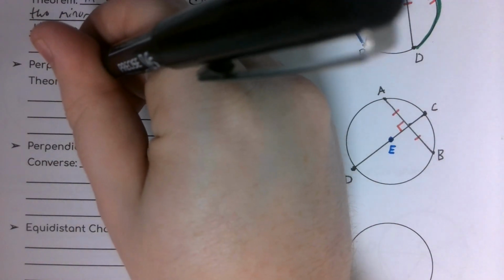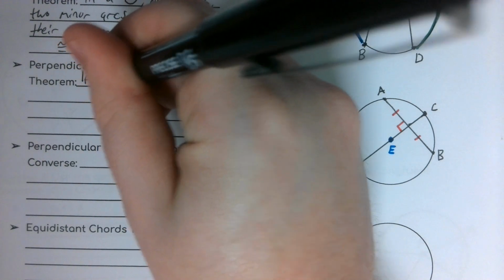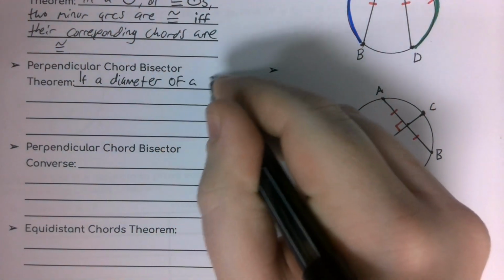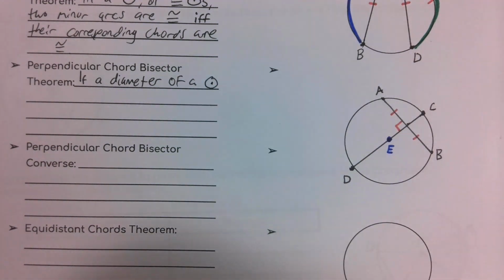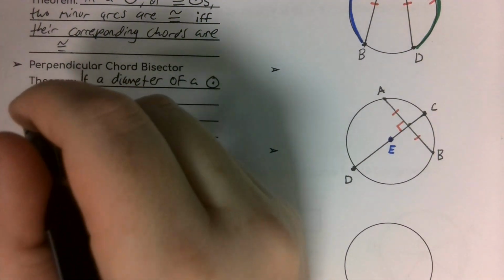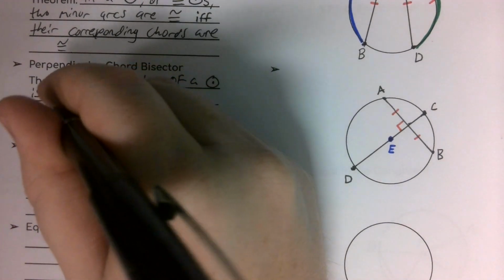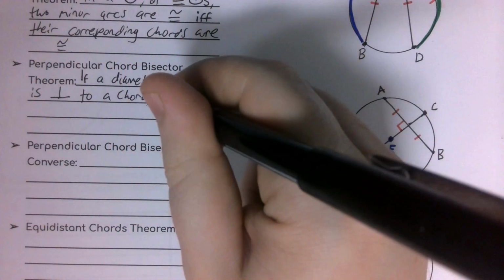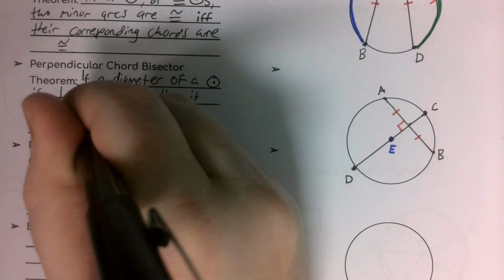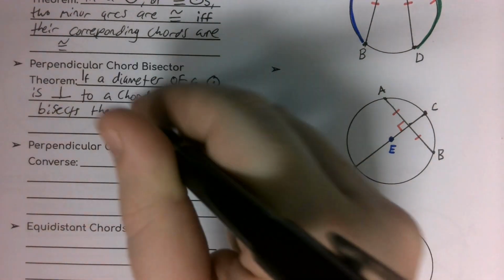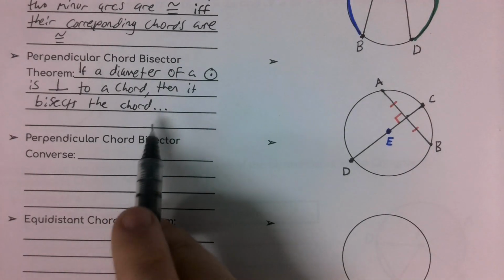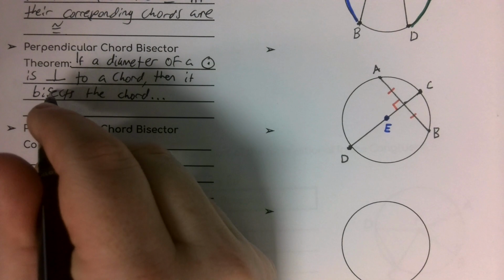The theorem says, if a diameter of a circle is perpendicular to a chord, then it bisects the chord. It cuts the chord in half. But I'm putting a dot-dot-dot here because there's one more piece of this puzzle.